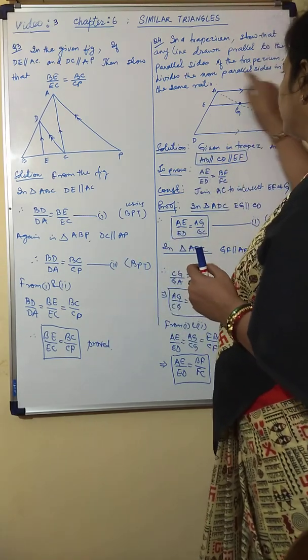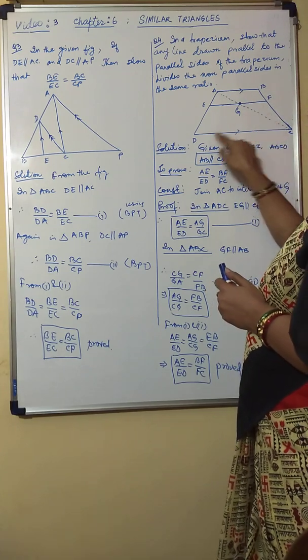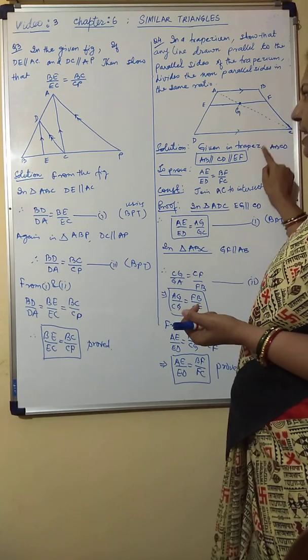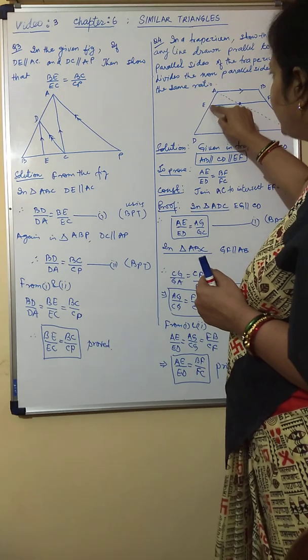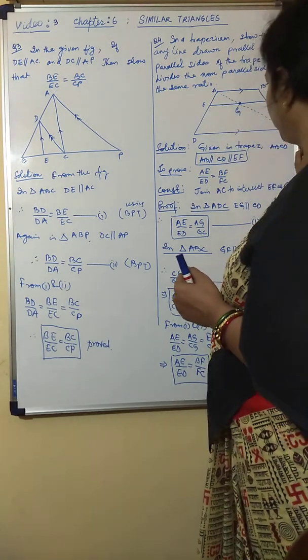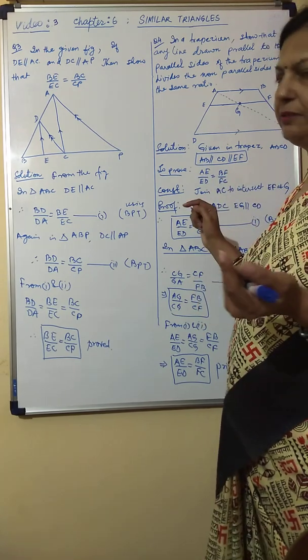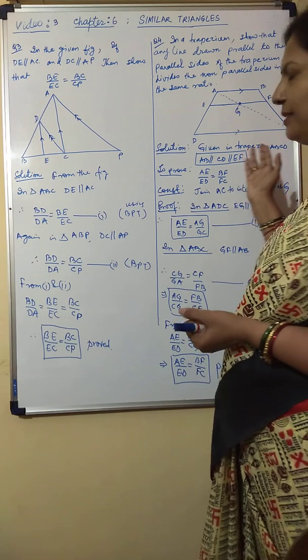Now coming to the solution part. You are given in a trapezium ABCD, AB is parallel to CD, that is obvious, and it is also parallel to EF. So all these three lines are parallel. This is given in the trapezium. Now you have to prove that AE by ED is equal to BF by FC. So then we have to use the concept of triangles again. What do we do? We need a construction, because we can't see any triangle over here.